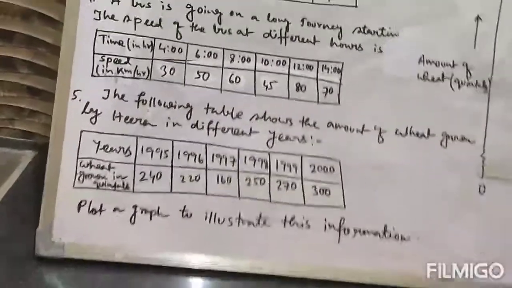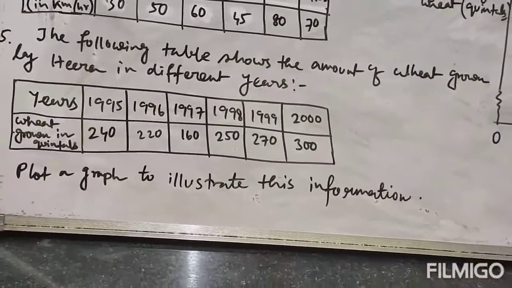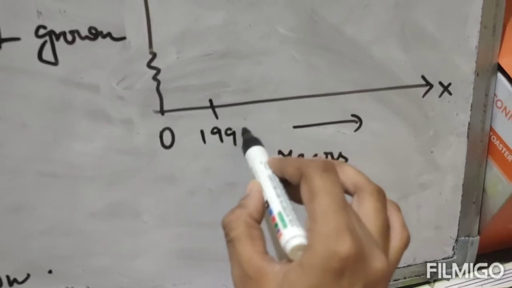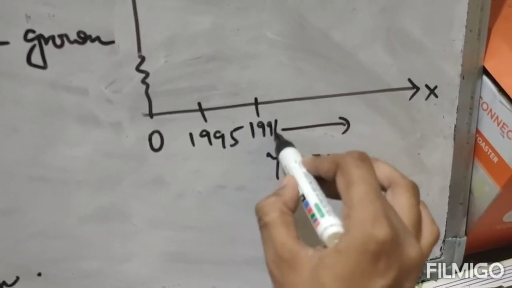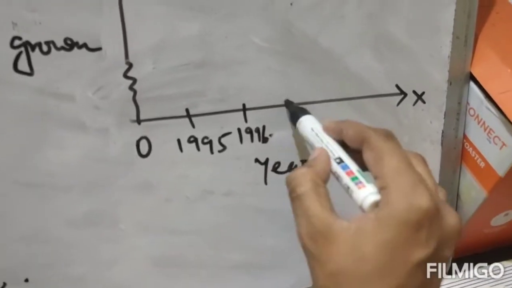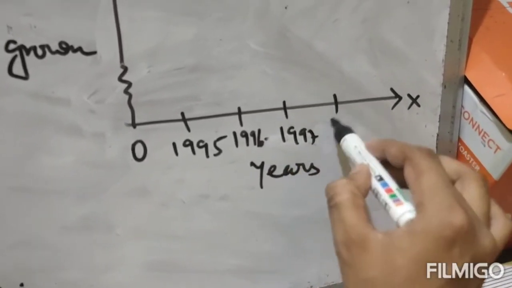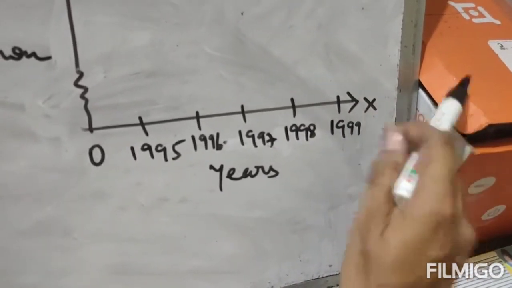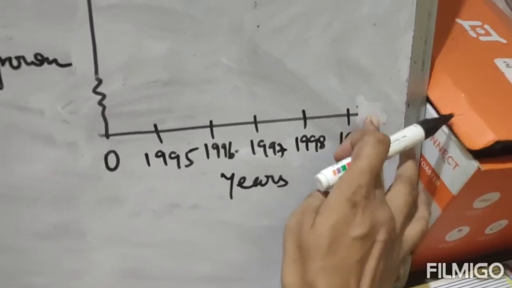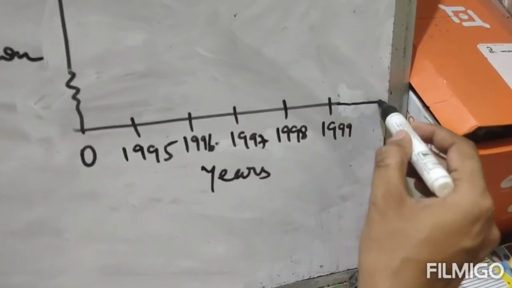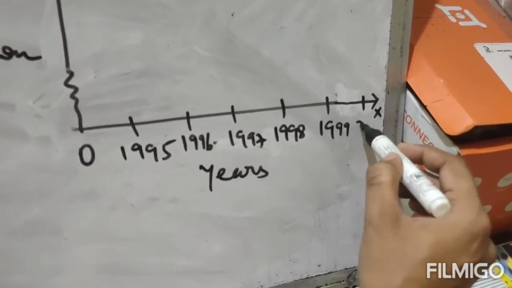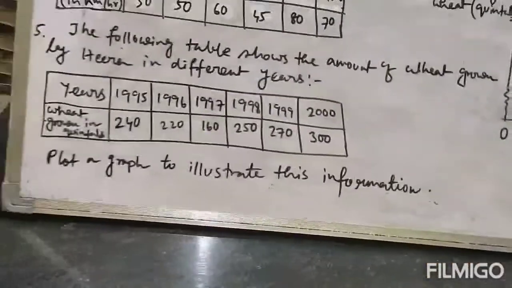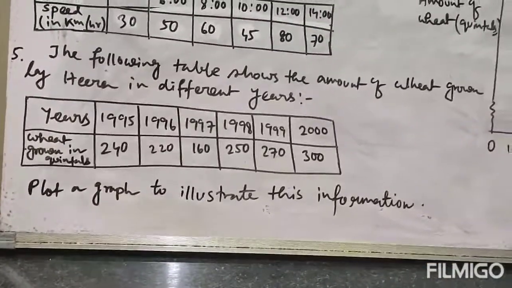Now see the data. Years are 1995, 96, 97, 98, 99, 2000. So plot the years first, that is 1995, 1996, 1997, 1998, 1999, and extend the x axis a little bit, that is 2000, and this is years.